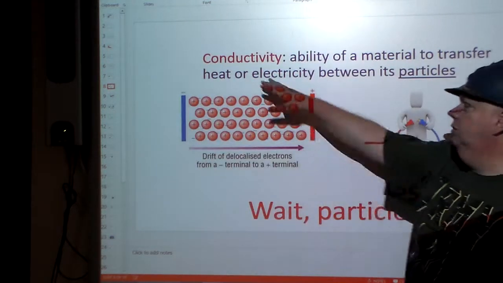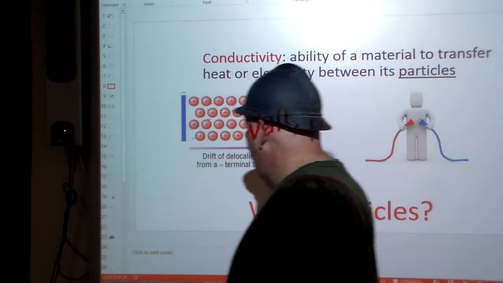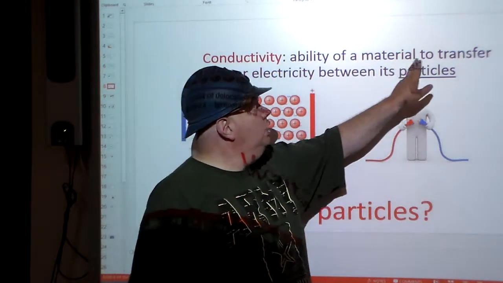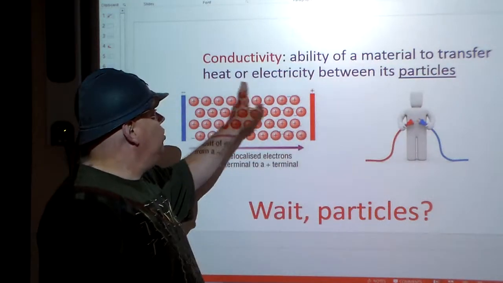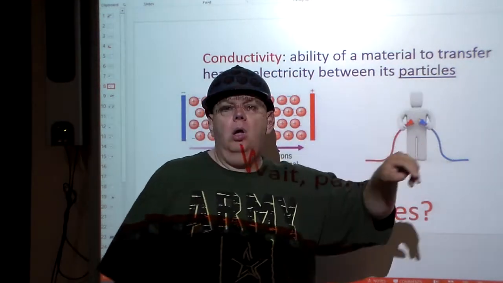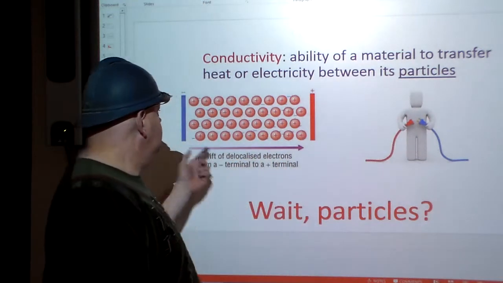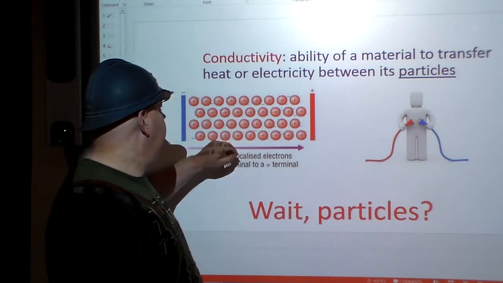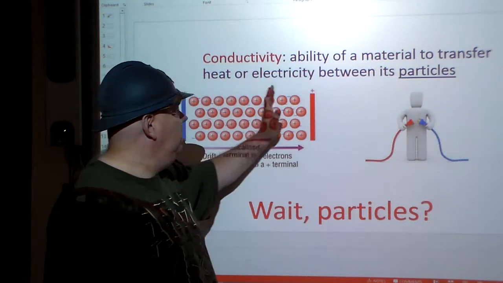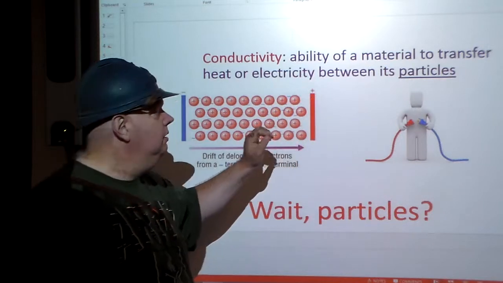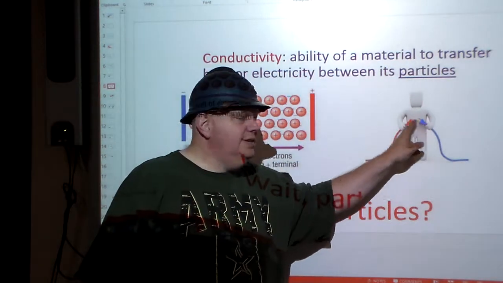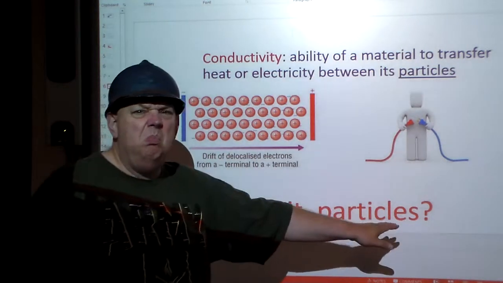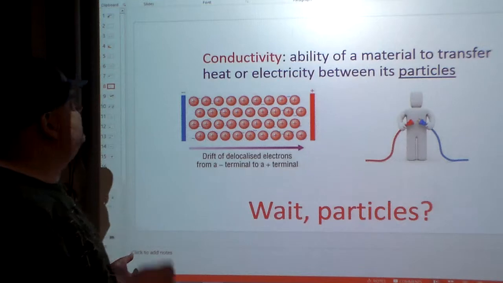But we can also look at conductivity: the ability of a material to transfer heat or electricity between its particles. So we can look at electrons flowing through here from the negative end to the positive end. Okay, think about connecting for electricity. But wait, particles? Well, what's that?